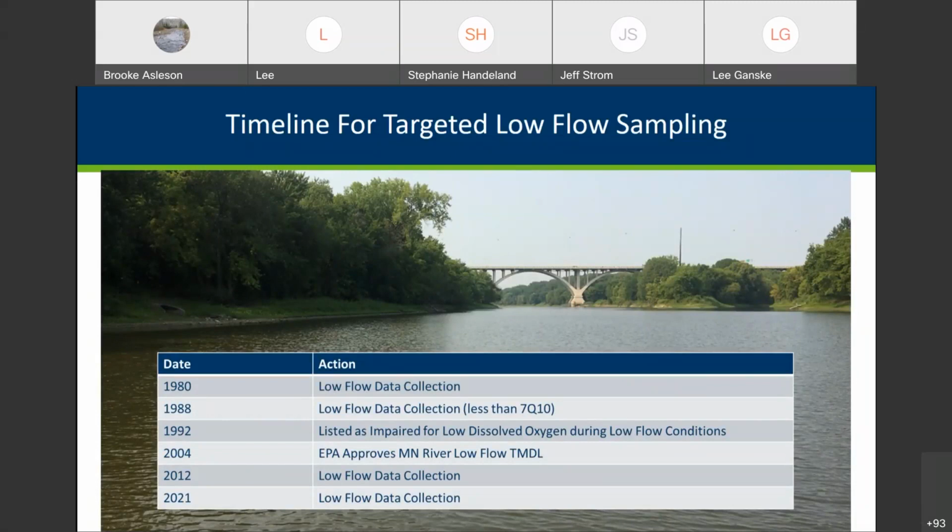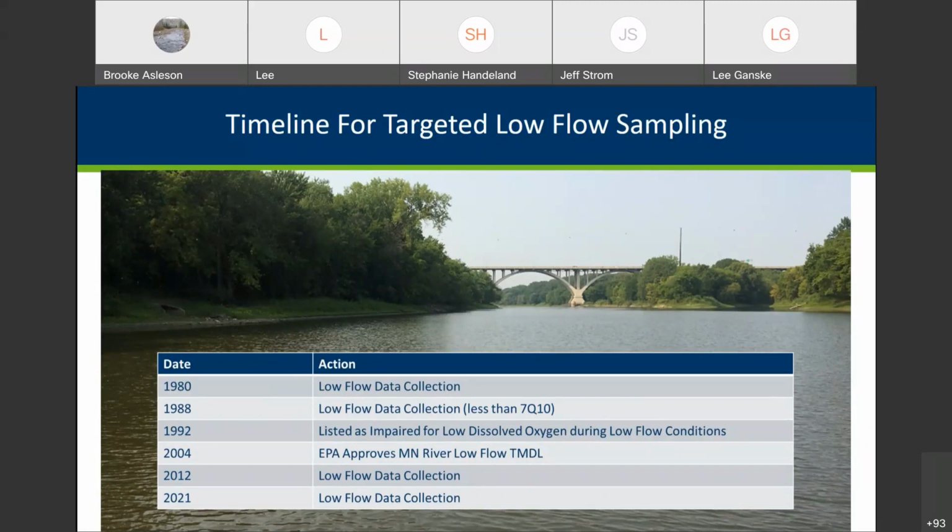There's been multiple data collection efforts specifically when the river has been low. So 1980, 1988, and that one I called out uniquely because the flow was so low, it was at the 7Q10, and I'll get into that a little later, but that's the average flow for 7 days, 7-day average in a 10-year period. Very low flow.